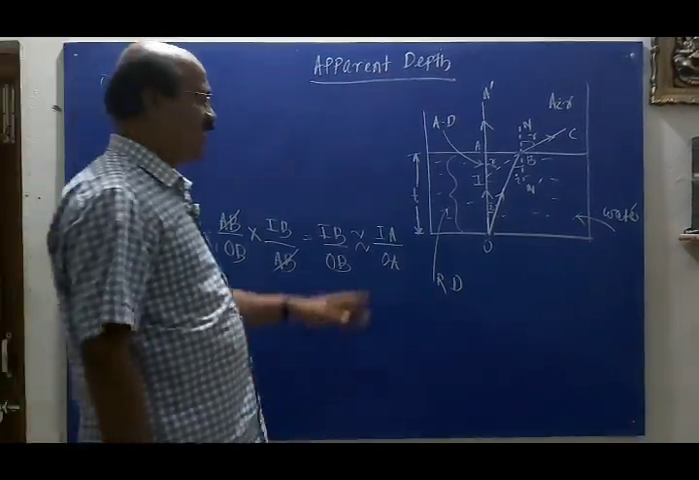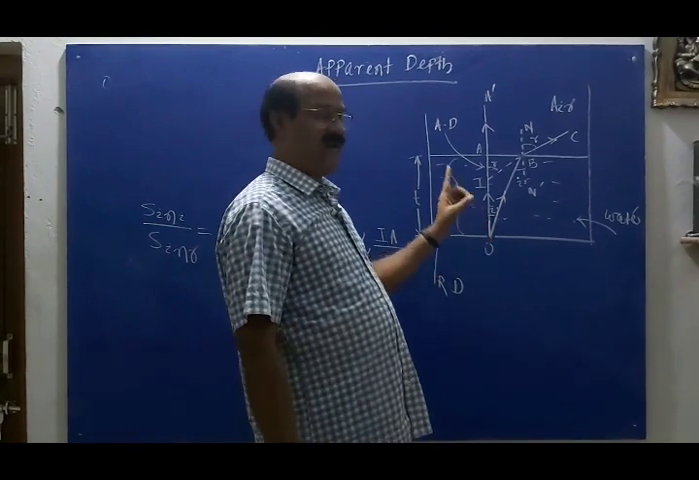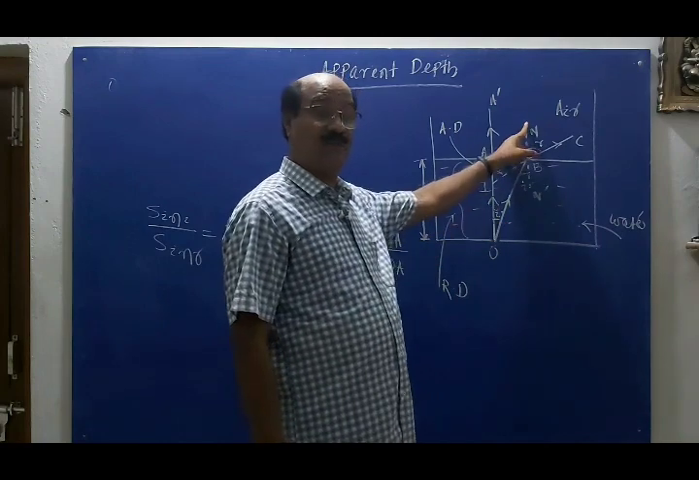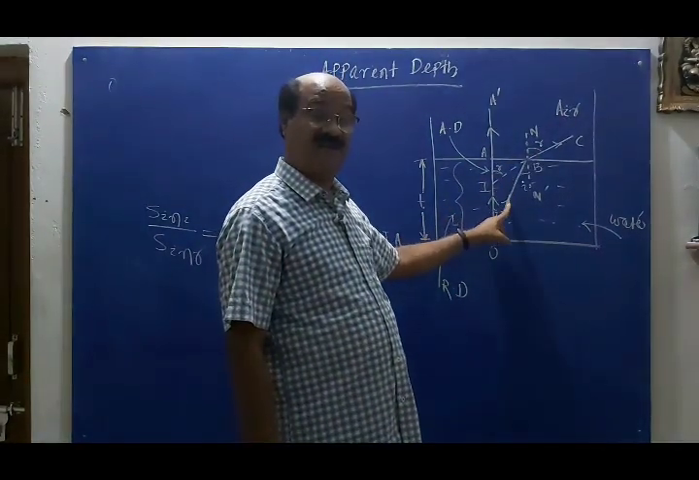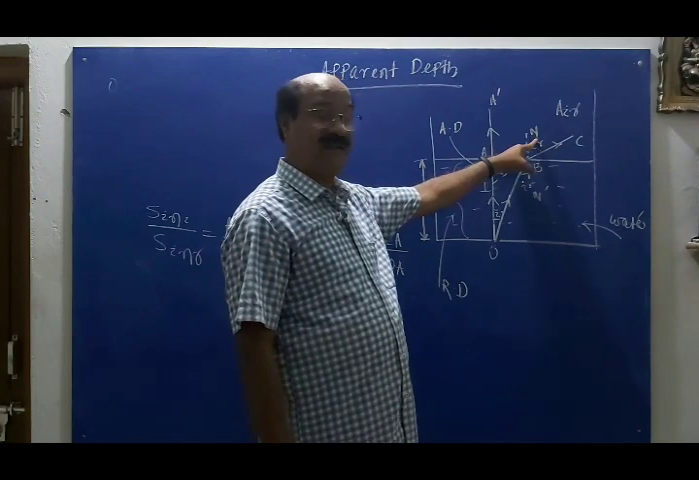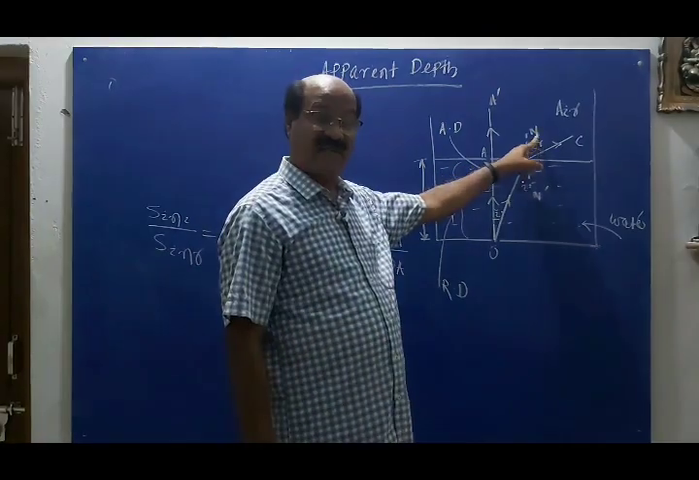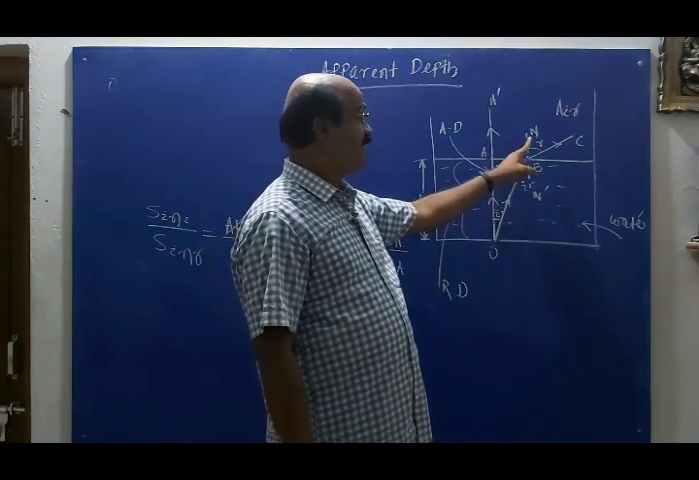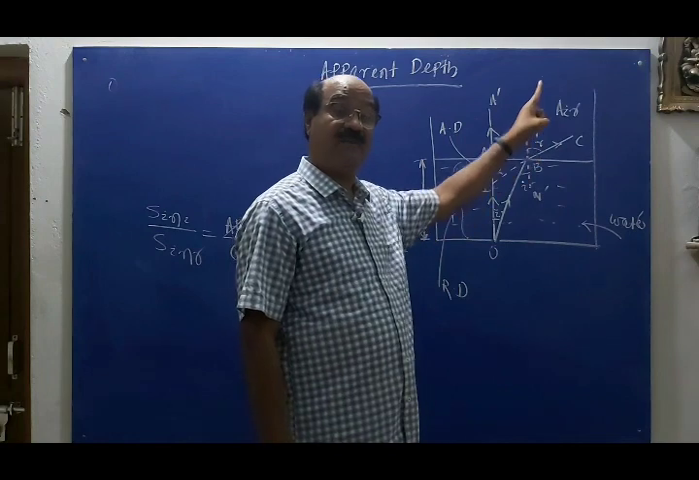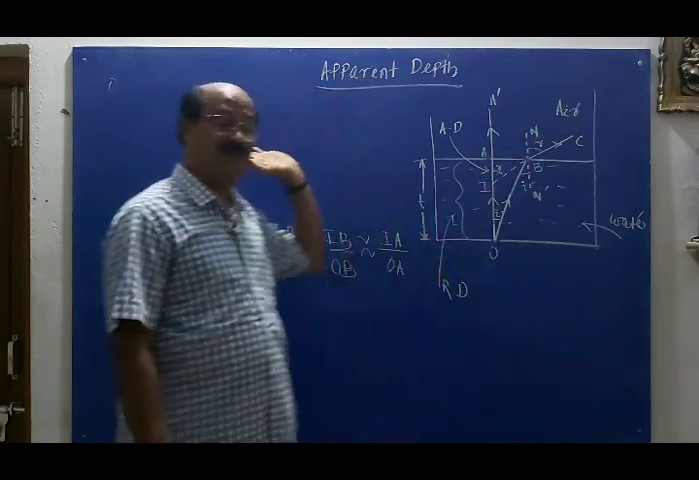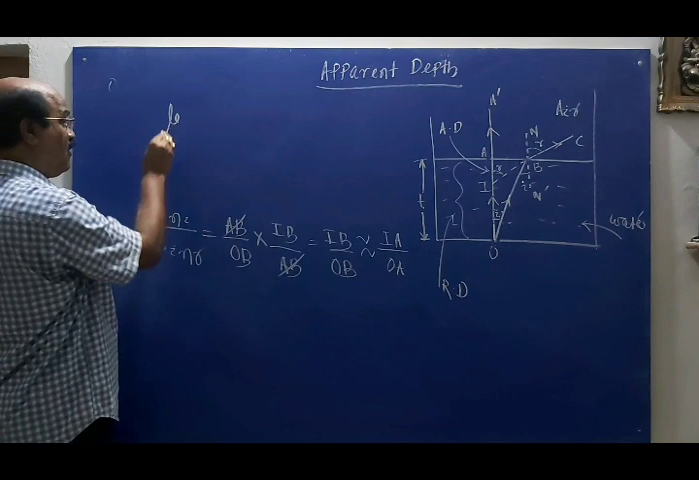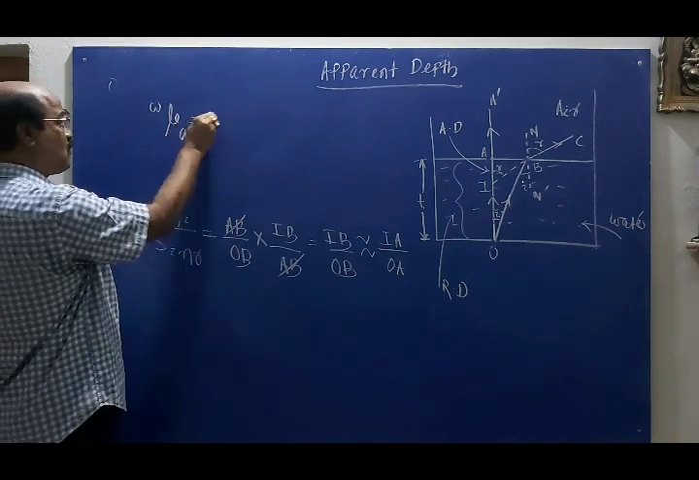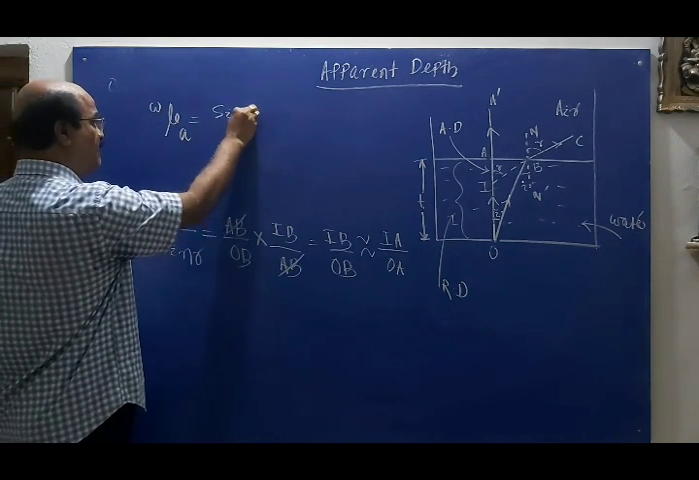Here light is traveling from denser medium to rarer medium. The medium in which the incident ray is present is the first medium, and the medium in which the refracted ray is present is the second medium. Apply Snell's law: sin of angle of incidence to sin of angle of refraction is equal to the refractive index of the second medium with respect to the first medium. So we write mu of air with respect to water is equal to sin i by sin r.